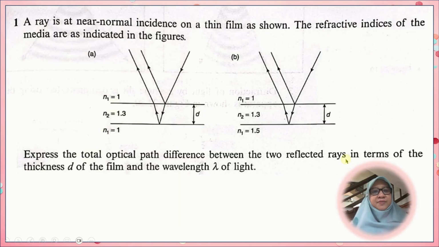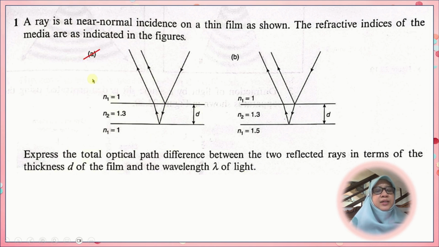The first question. Okay, we read the question together. A ray is at near normal incidence on a thin film as shown. The refractive indices of the media are as indicated in the figures. Express the total optical path difference between the two reflected rays in terms of the thickness d of the film and the wavelength lambda of light.